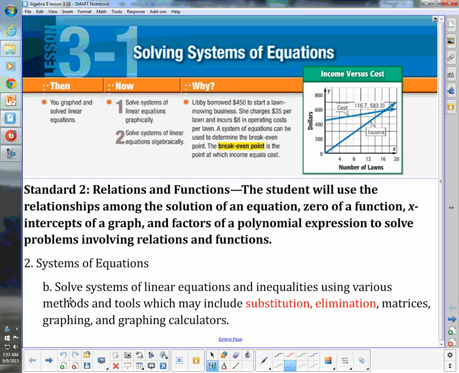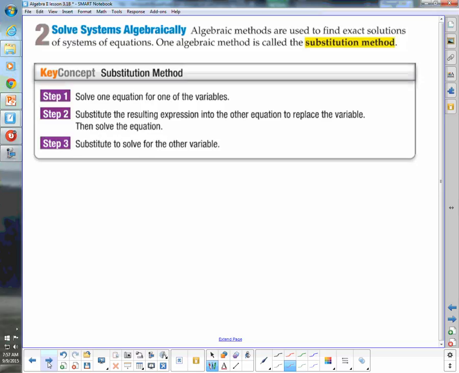In today's lesson we will be solving systems of linear equations algebraically. Remember yesterday we solved systems of equations graphically. Okay, now there are two ways to solve the system of equations. The first way is your substitution method. It's not my preferred method. I don't like it as much.